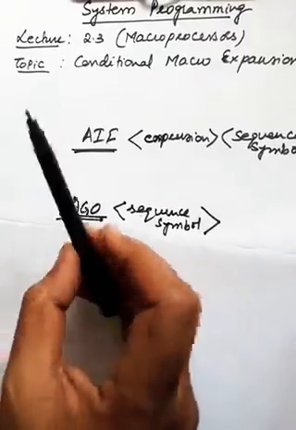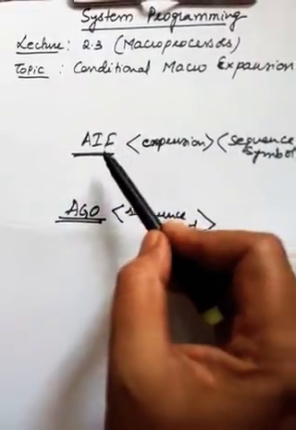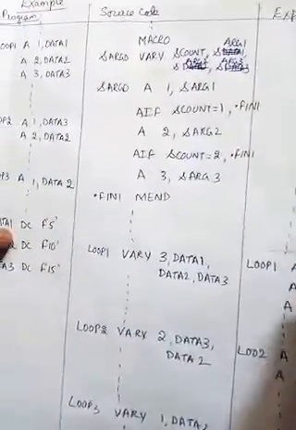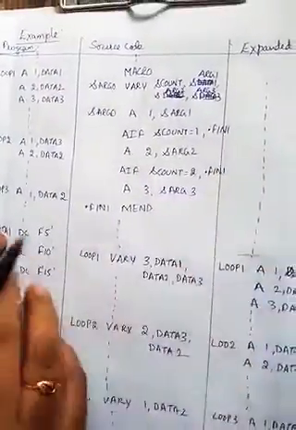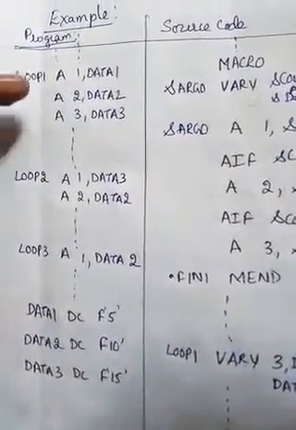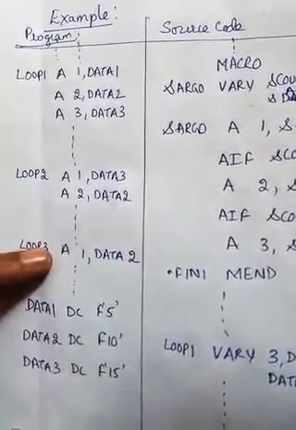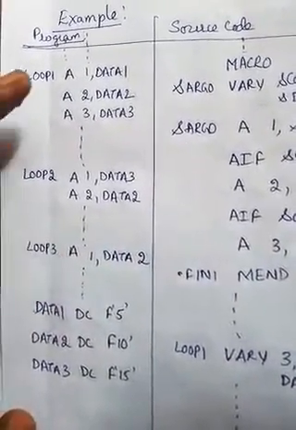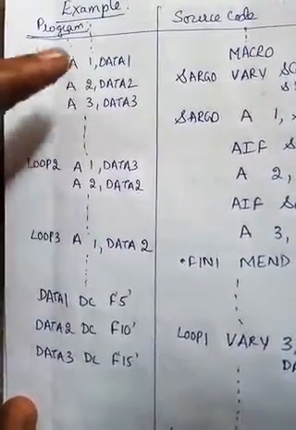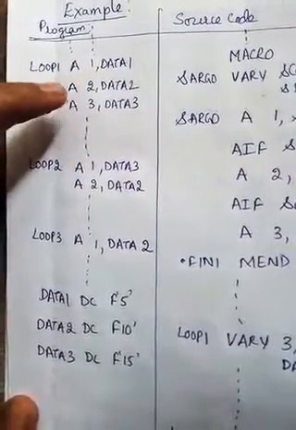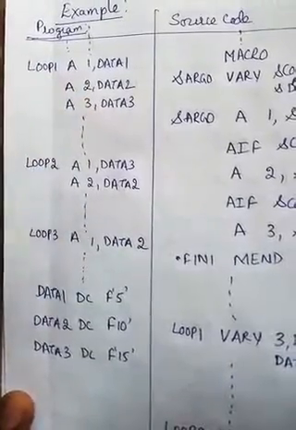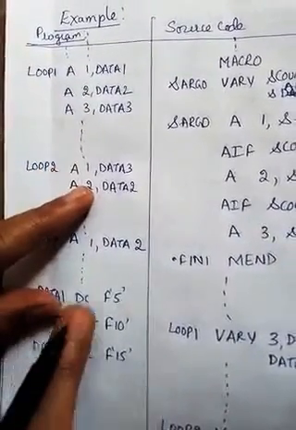Now let us understand conditional macro expansion using the AIF statement by considering an example which I already provided in the notes. When you observe the program here, it has three sets of continuous code. Actually, you would have to define three macros. But if you observe the second and third ones, they are nothing but a part of the first one. So now we combine all these three sets of code into only one macro definition by using the AIF statement.